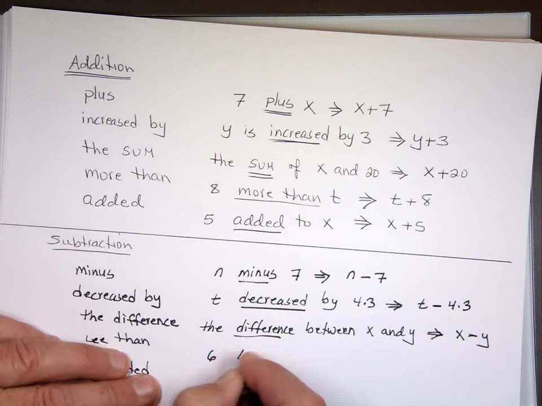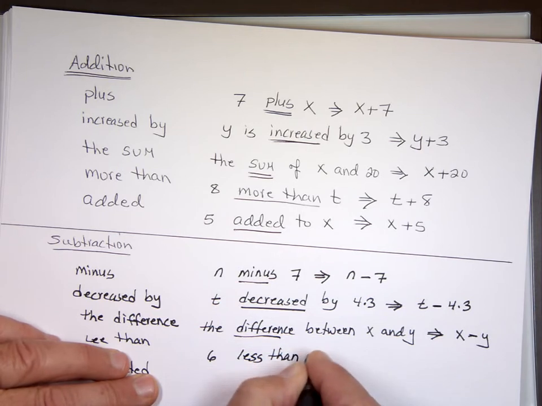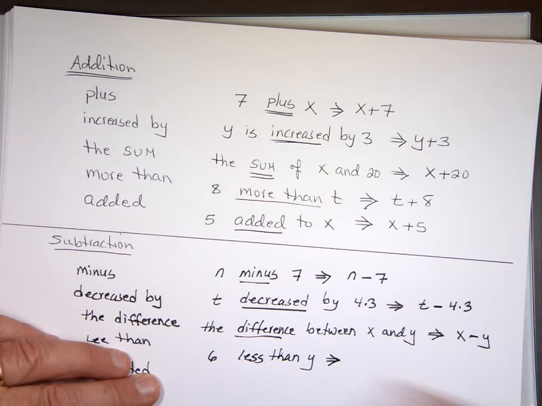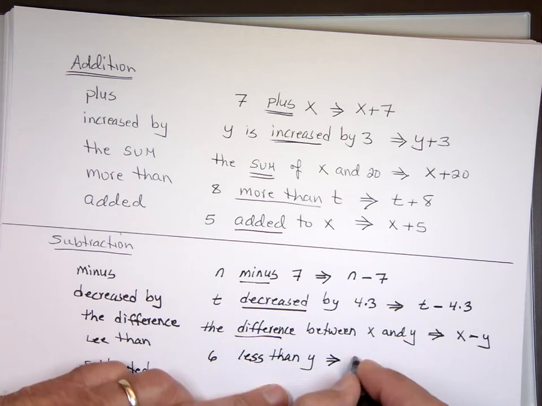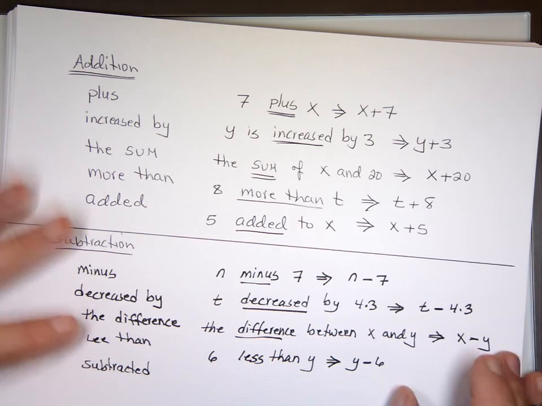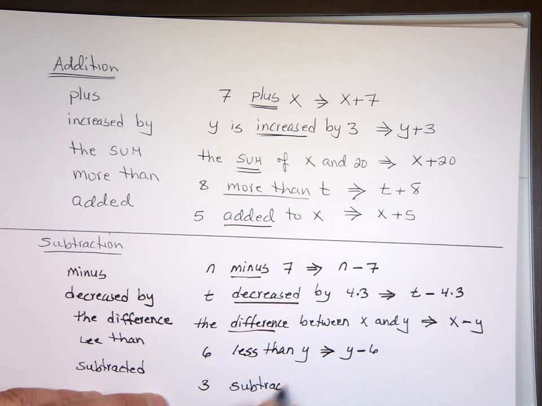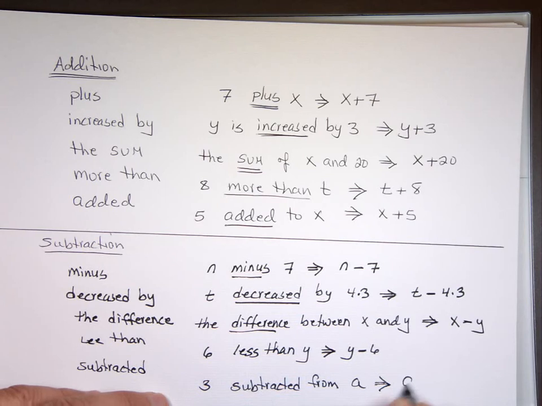Six less than y. Six less than y. That's y minus 6, not 6 minus y. And again, 3 subtracted from a. That will be a minus 3.